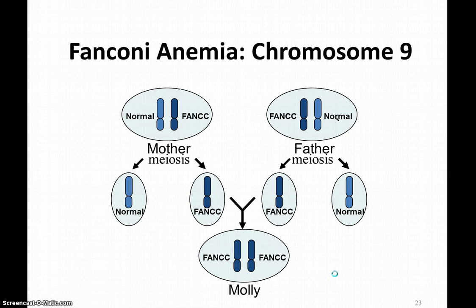So here's what it looks like. FANCC for Fanconi anemia is on chromosome 9. Now, again, we've got homologous chromosome 9s in Mom and in Dad, but only one of those carries the recessive. So here we've got the chromosome carrying the normal gene, and this chromosome carrying the allele for the disease. Dad in the same situation. This is why Molly ended up being the right.